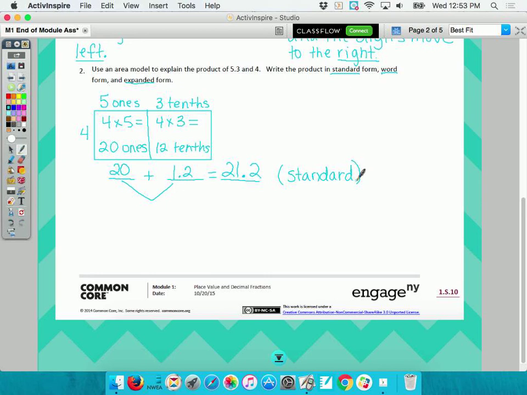So I'm going to ask the question, and let's see how you do, okay? I said, what's the easiest way to do word form? What do you want to do before you start writing? Think. Good. Say it in your brain. Say the number, and I might even say it out loud. So say this number out loud for me. 21 and 2 tenths. That's what you write. 21 and 2 tenths.